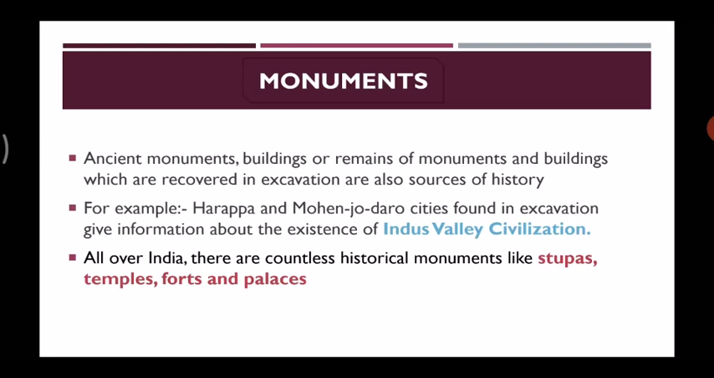Now, this Indus Valley civilization is the oldest civilization of the world, and we are going to study about it in the third chapter. We will learn in detail about the Indus Valley civilization in the third chapter. Let's move forward and see. Now, all over India, there are countless historical monuments. Countless means you can't count that many historical monuments, like stupas, temples, forts, and palaces. All these give information about the different times of history, and all these come under material sources of history.